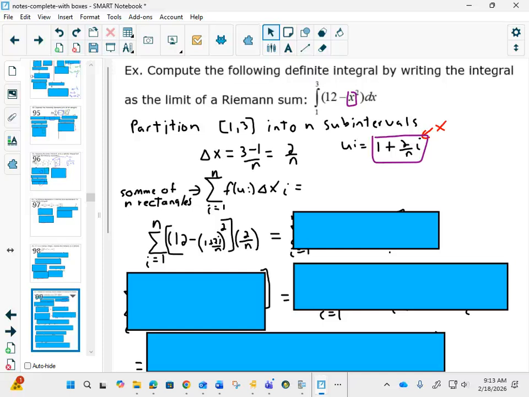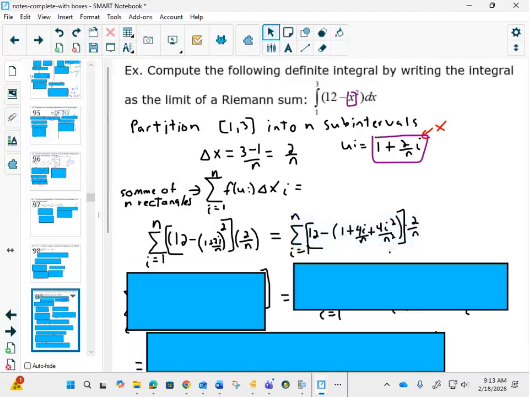And we reread the question and just said, oh, it said compute. Don't like the sound of that. It means we're not done by just writing the Riemann sum. So I multiplied this out by squaring it. And now I'm going to work with the math to try to get those formulas for i that I had before.